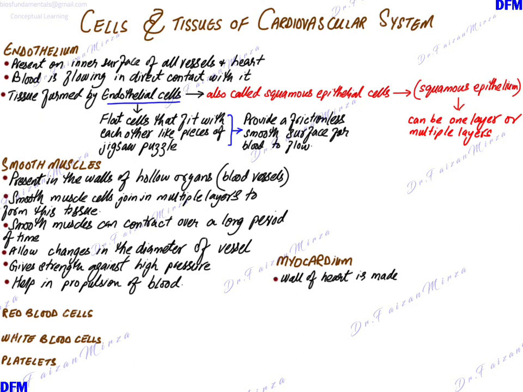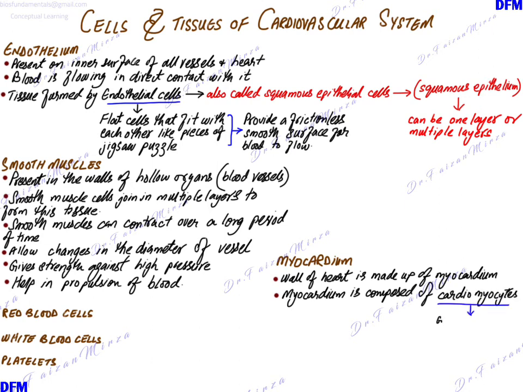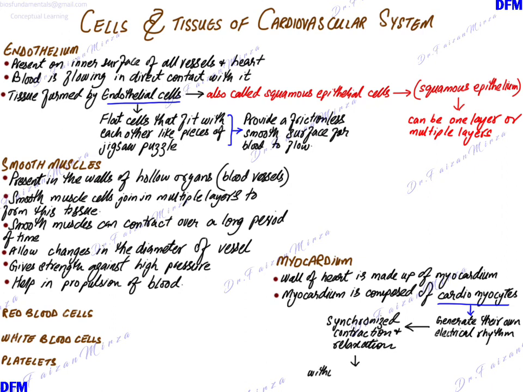Myocardium is the tissue that makes up your heart wall, and the myocardium has cells which are called cardiomyocytes. Now, cardiomyocytes are specialized cells that make up the cardiac muscles, and they generate their own electrical rhythm. With their electrical rhythm being generated, they allow synchronized contraction. So the part of the heart which undergoes contraction, all parts of that region will contract together.